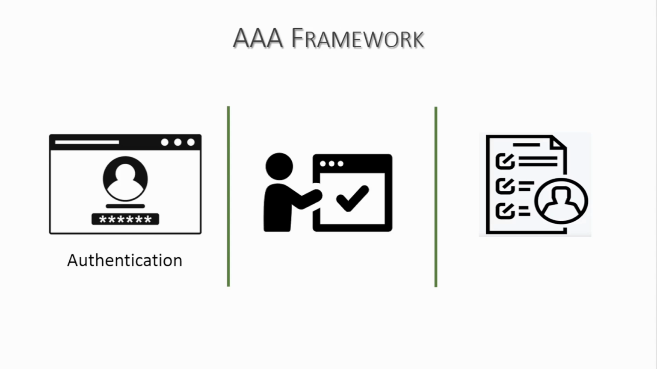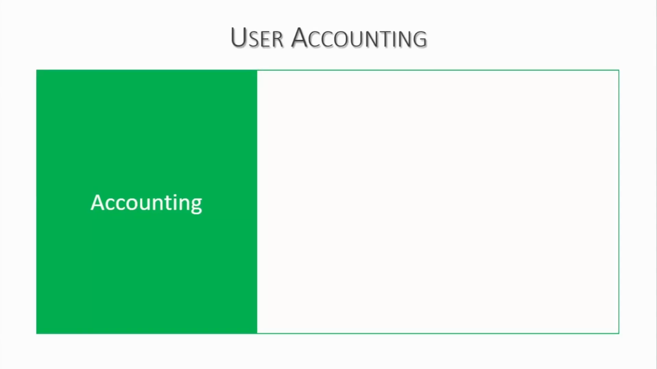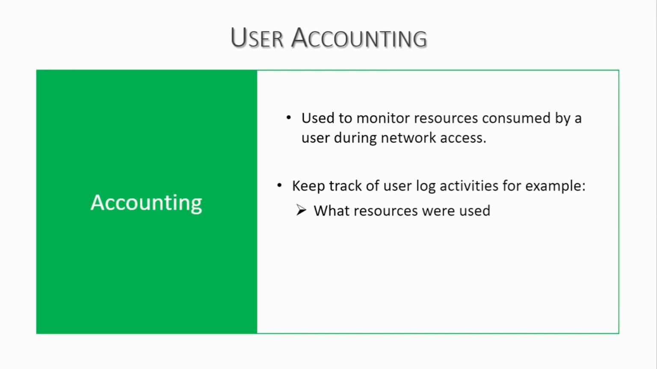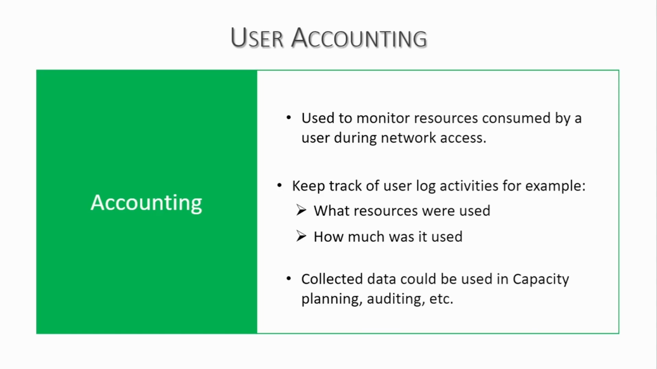The second A stands for authorization, which we also talked about before. It's the process of enforcing policies, like what privilege the user has and what type of resources or services the user is permitted to use. And the third A stands for accounting. Accounting is basically monitoring the resources consumed by a user during network access. It logs user statistics and usage information like what resources were used or how much and how long was it used for. This collected data could be used for things like resource utilization, capacity planning, auditing, and so on.